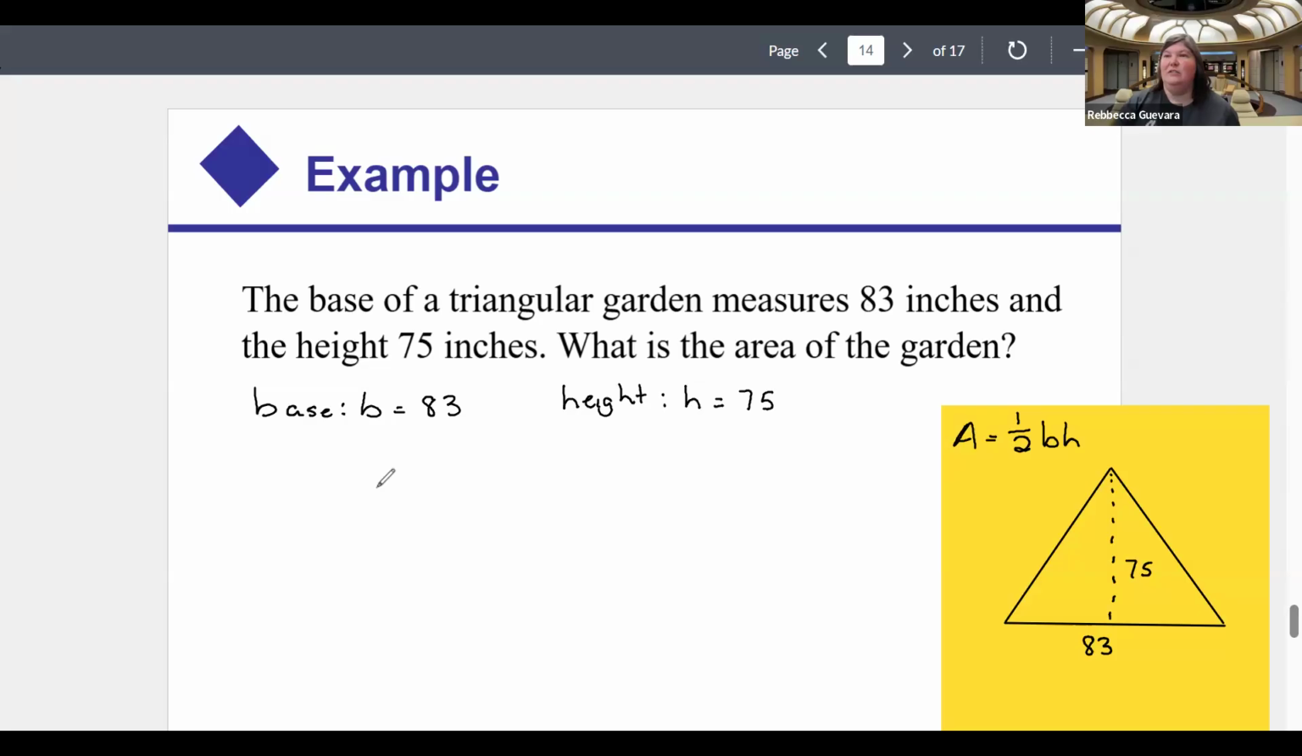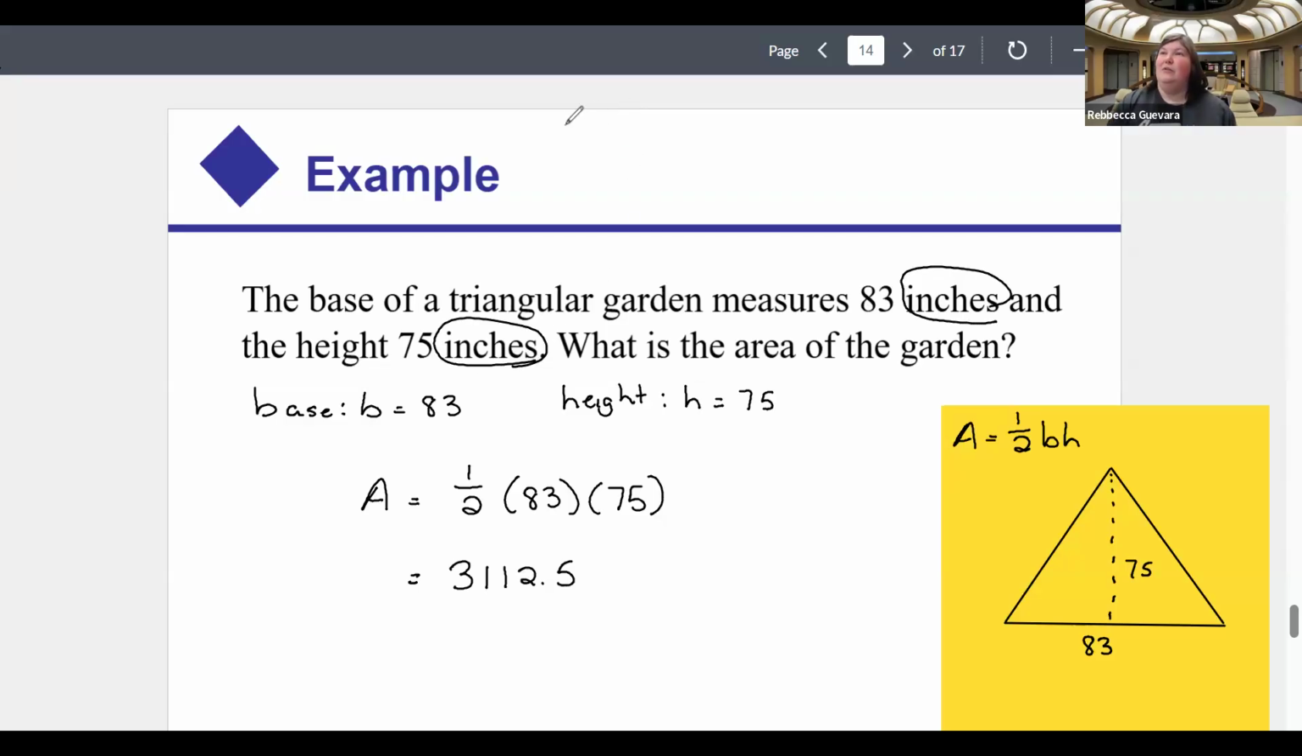So if I just want the area of this garden, A is going to be equal to 1/2 of my base of 83 and my height of 75. Okay, so 1/2 times 83 times 75. Okay, I thought it was looking a little too big. I think it's fine. It's 3,112.5.